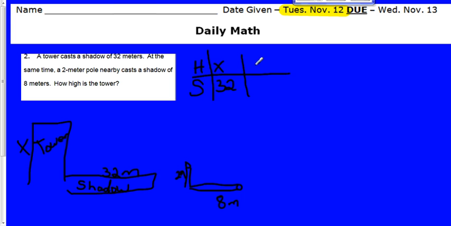Okay, next I have a 2-meter pole that casts a shadow of 8 meters. Once I have this up, I can easily see I have a perfect scale factor. 8 to 32 can go 4 times, so it's times 4. If I do it to the bottom, I need to do it to the top. So 2 times 4 is 8. So the height of my tower, X, is equal to 8 meters. Just as long as the shadow on the other one.